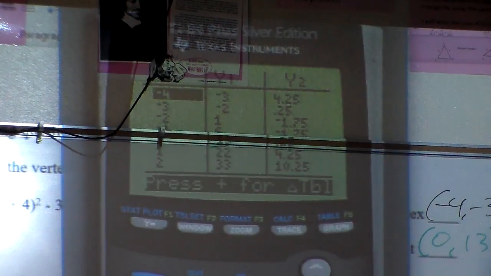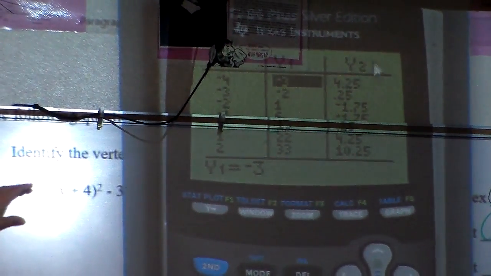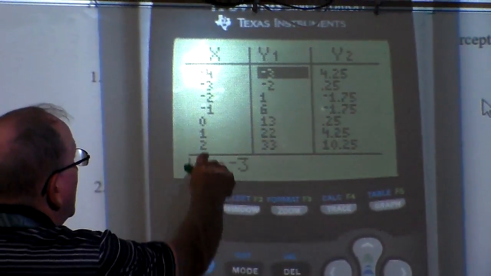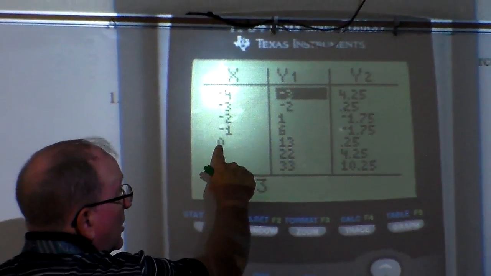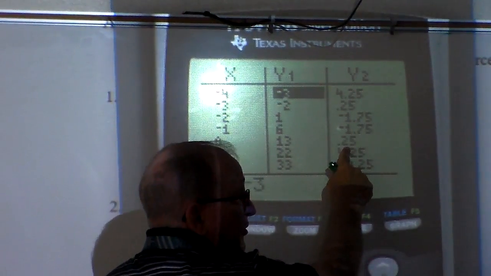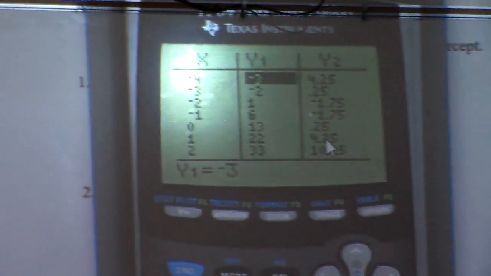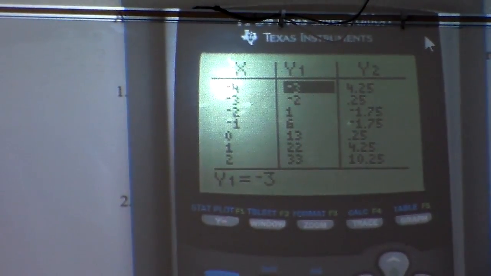Now if you would kind of get down here, so we see the screen a little better. You'll kind of pull it down just a little bit. Now notice on the second one, when x is 0, the Y-intercept is 0.25, which is 1/4, right? Oh, yeah. Okay.